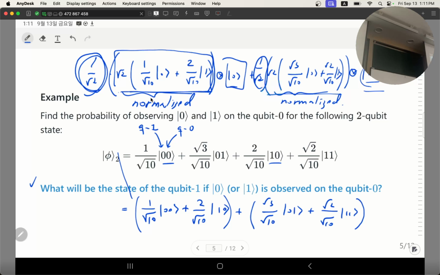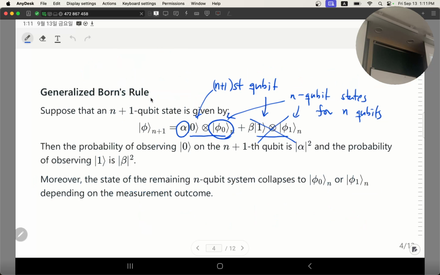What will be the probability of observing 0 at qubit 0? What is it? The square of the absolute value of alpha. What is alpha here? One over square root of 2. That's alpha. Here, alpha is here. Okay.